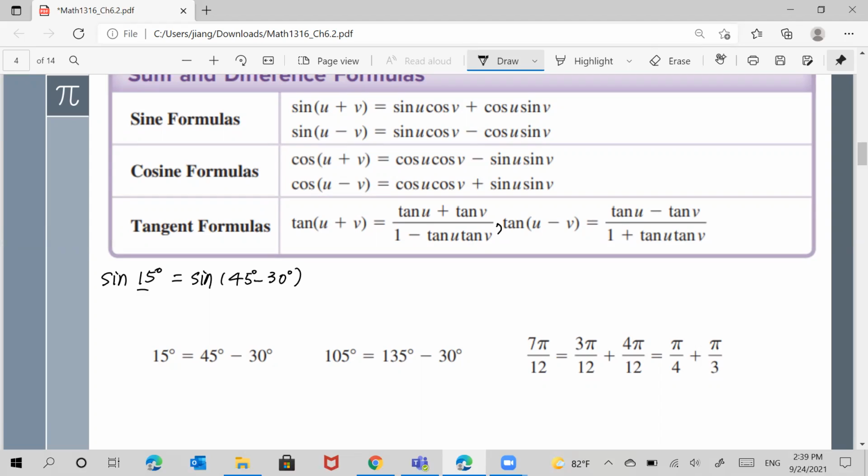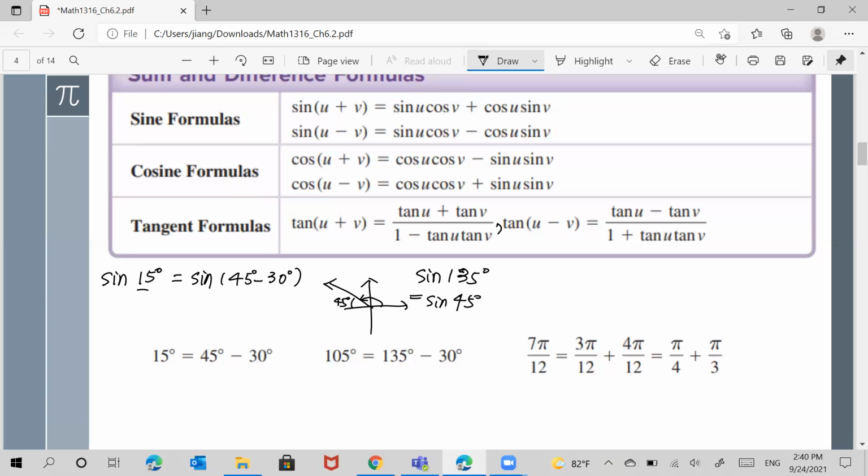And 105 degrees equals 135 degrees minus 30 degrees, because these two are special angles for us. Some students said 135 is not that special, like 30, 45, and 60. But do you still remember we have learned that the reference angle of 135, which is in the second quadrant, is from here to here? The reference angle is 45. So if I want sine 135, I use the reference angle; in the second quadrant, sine is positive. So this equals sine of its reference angle, which is sine 45.